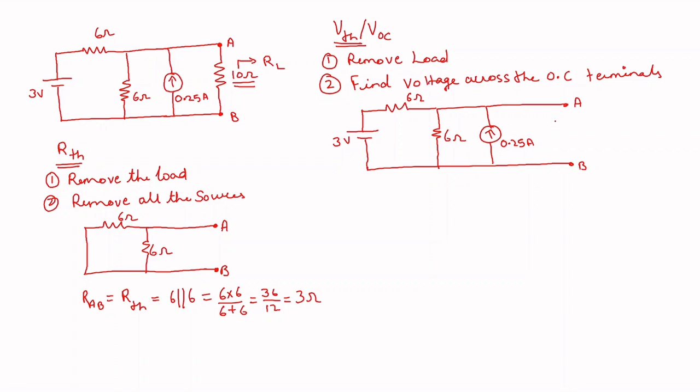Using this circuit, now we have to find out the voltage across these A, B terminals. You can use any method which is convenient to you to find this voltage across AB. Now I think for me it will be easy if I convert this current source into a voltage source.